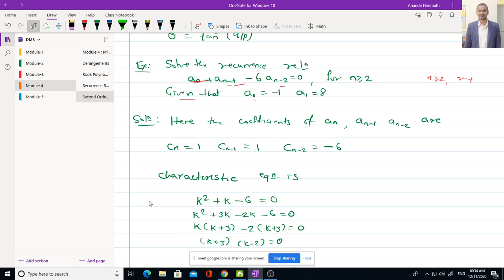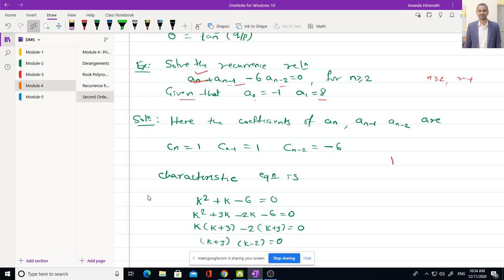Given that a0 is equal to minus 1, a1 is equal to 8. Okay, let us try to solve this. Now first identify the coefficients of an, an minus 1, an minus 2. What is the coefficient of an here? If there is no term, it is by default 1. So 1 is the coefficient of an.